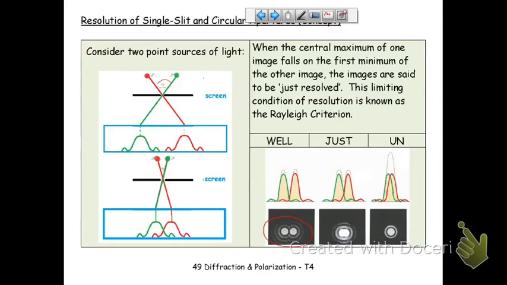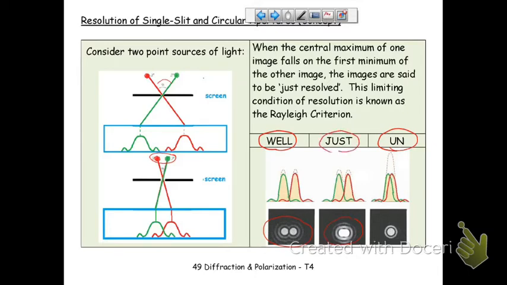On the other hand, if I have two stars that are closer together, I start getting more and more overlap, and I get something like that. And I can see there's two stars there, but only just. And if they get any narrower, then I in fact can't tell there's two stars there. So I need to be able to distinguish between an unresolved image and a well-resolved image. So I need to decide what's just resolved.